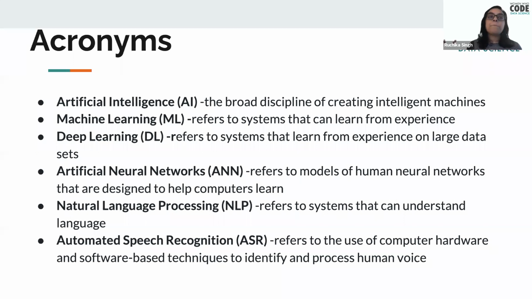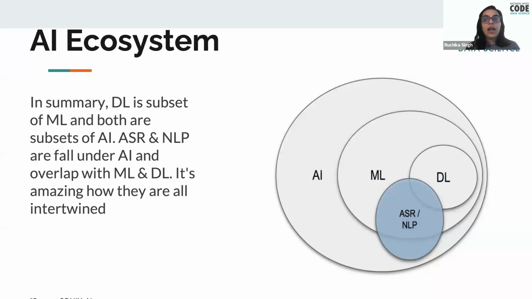And then the last one, and there are many more, is automated speech recognition, where you're trying to do speech to text APIs and use voice assistants like Google and Alexa. That's another area of work, but it again has a lot of implications in leveraging NLP. So if you put everything in an ecosystem, how will it look? You have a big broad Venn diagram where AI is the bigger circle, and machine learning and deep learning sit within it.